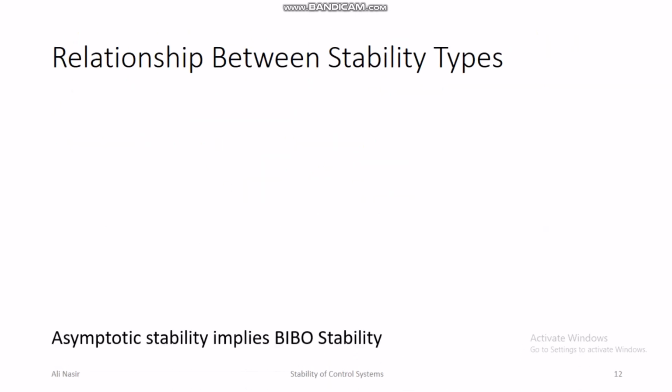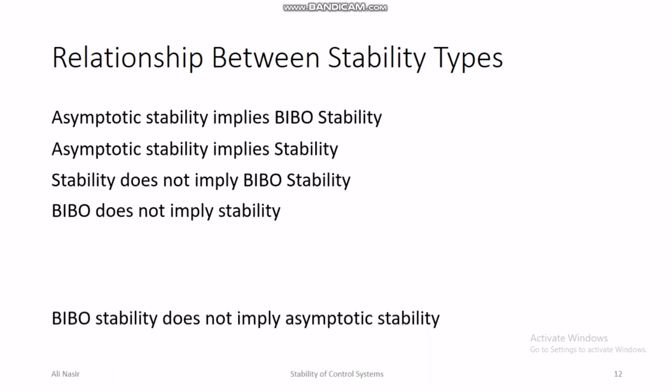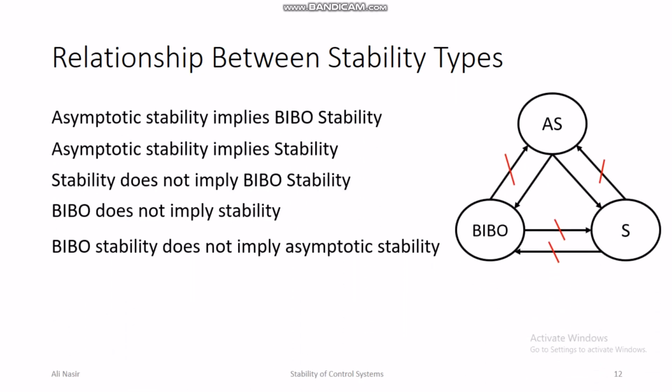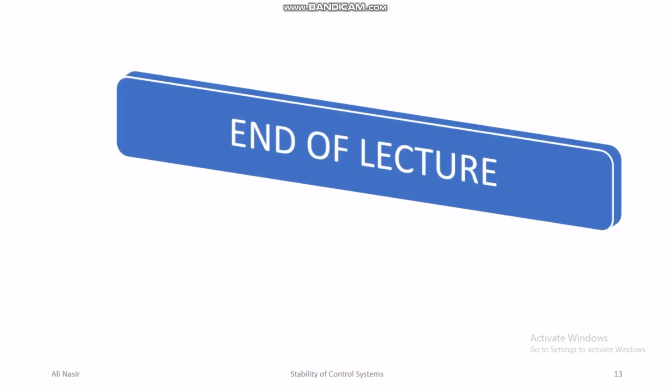And then we looked at the relationship between BIBO stability, asymptotic stability, and internal stability, like simple internal stability. So I hope you were able to understand or grasp the concept. If not, you are welcome to ask any questions.